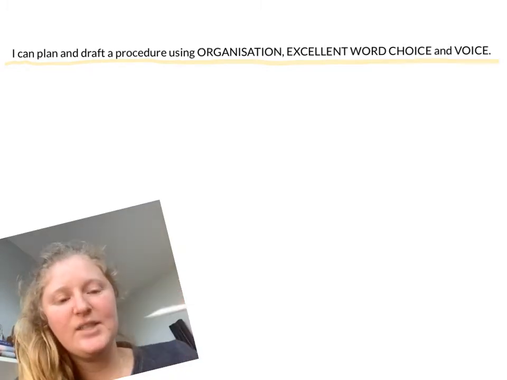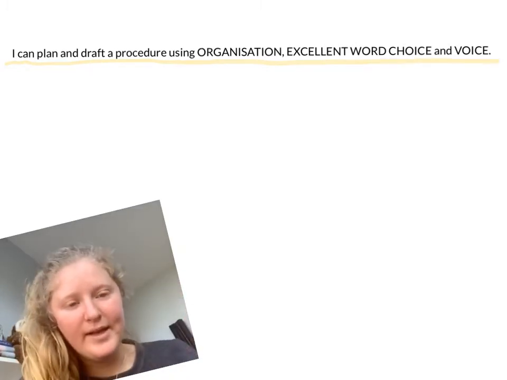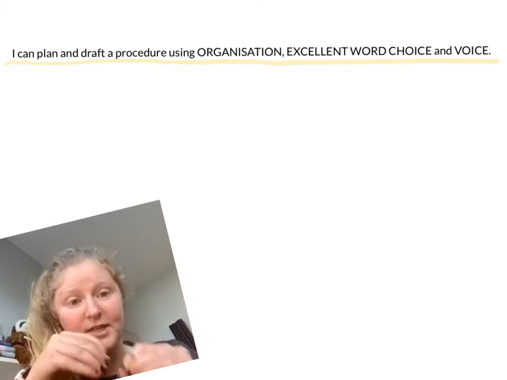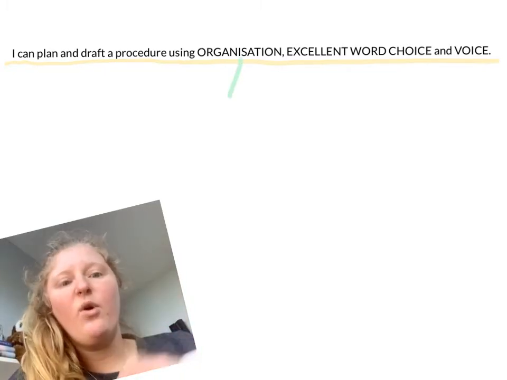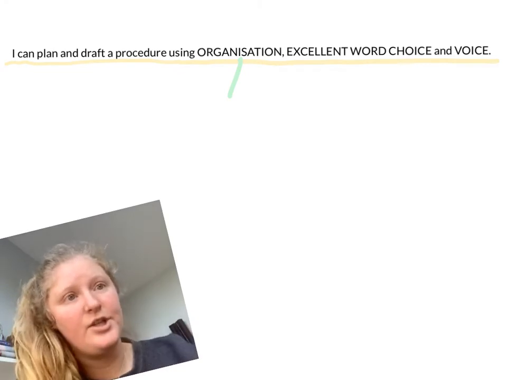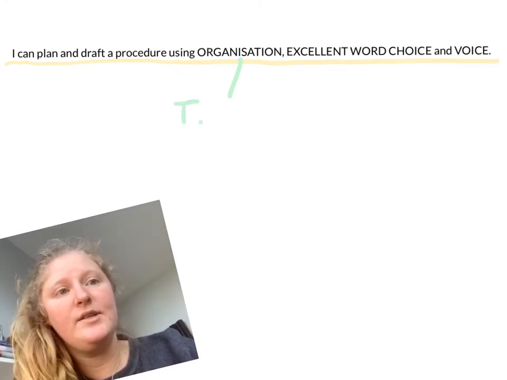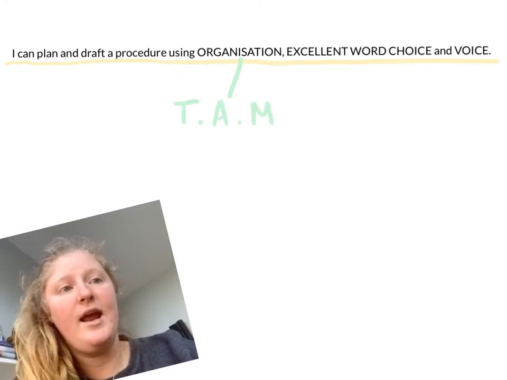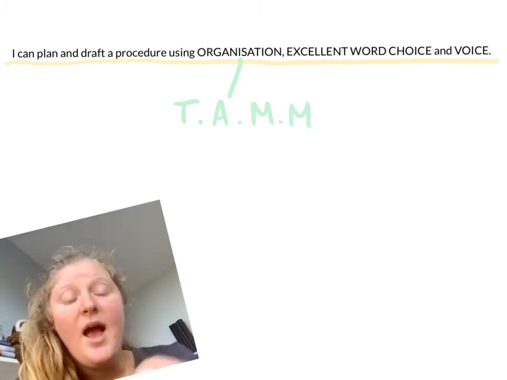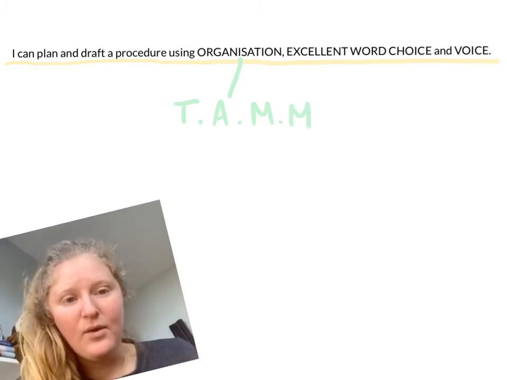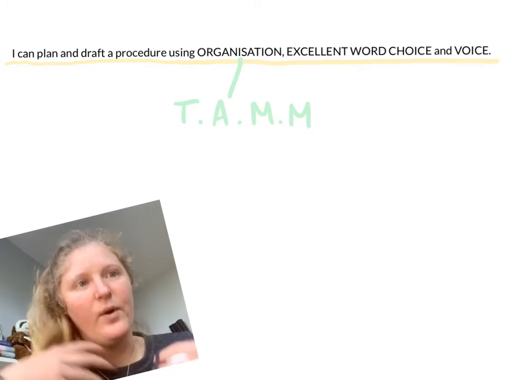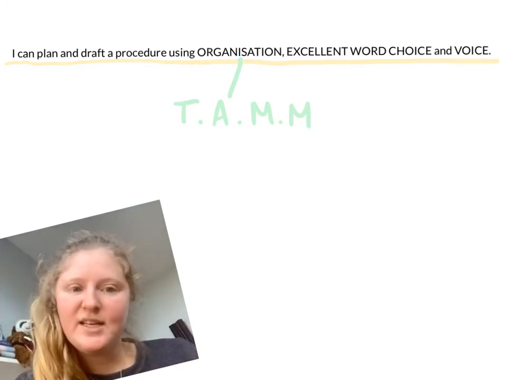voice. Now let's go through each of these aspects and see what exactly are the things that I need in my draft today. So we know organisation, that's the text structure. Here my text structure is TAMM. I'm going to give you a few seconds to have a think. What do each of these letters stand for in the organisation of a text structure of procedure?